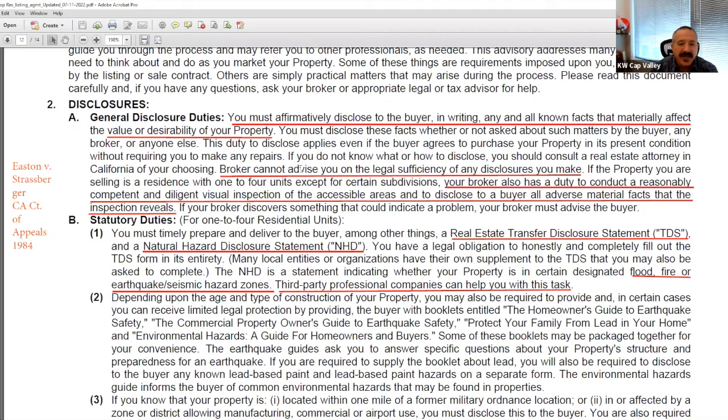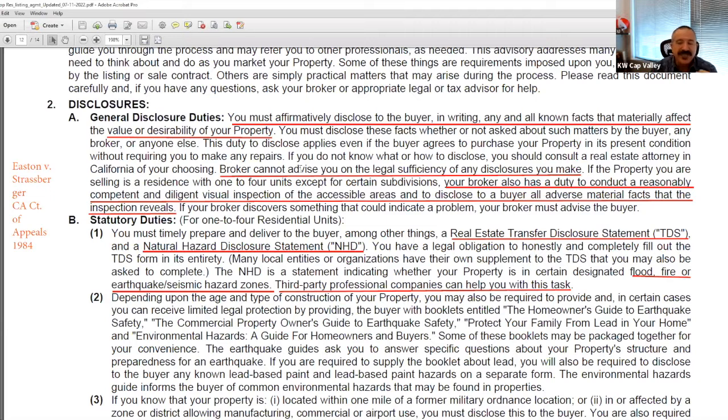So the goal here is to have the seller make a full disclosure of all general disclosure duties, statutory disclosure duties, and anything they know that's defective or even could be considered defective, no matter how remote, as well as the agent completing their diligent visual inspection of the property, things they can see with their own eyes. Doesn't mean the agent has to crawl under the house, crawl into the attic, or climb up on the roof. The agent doesn't have to do that.